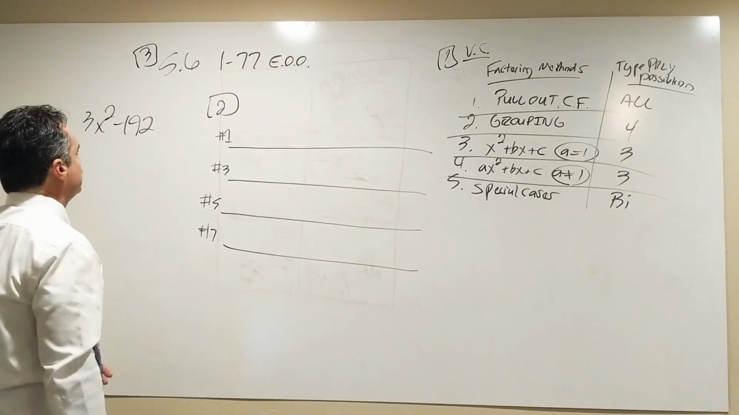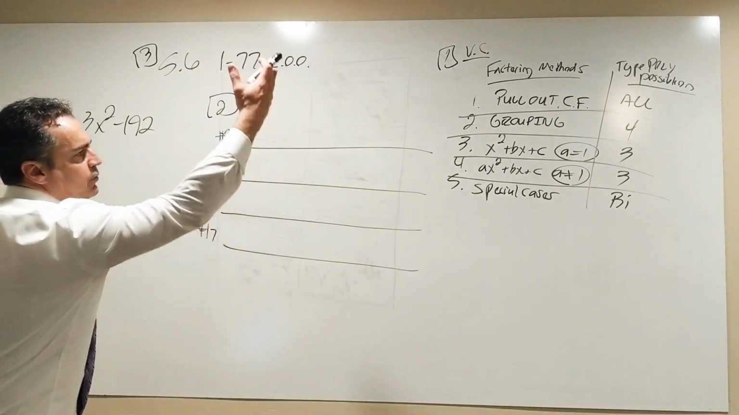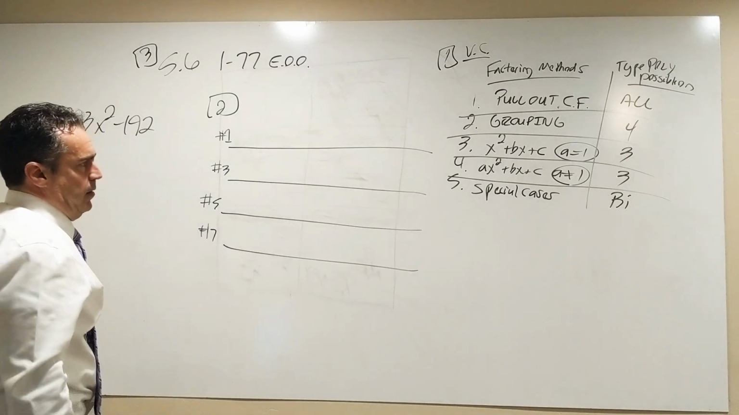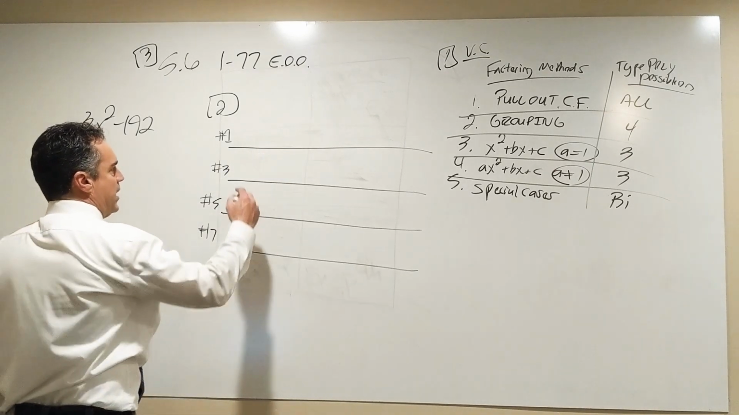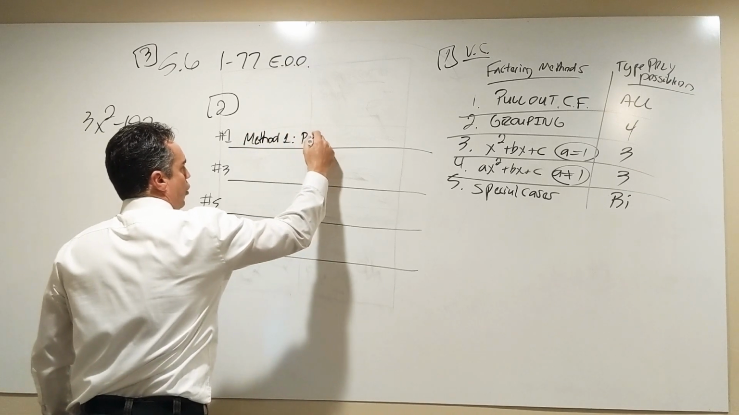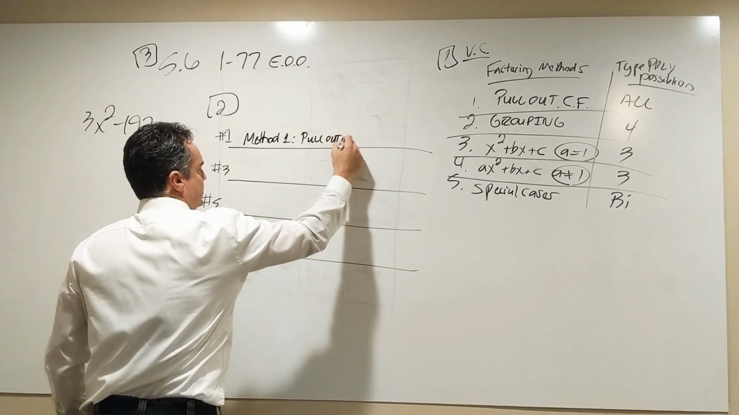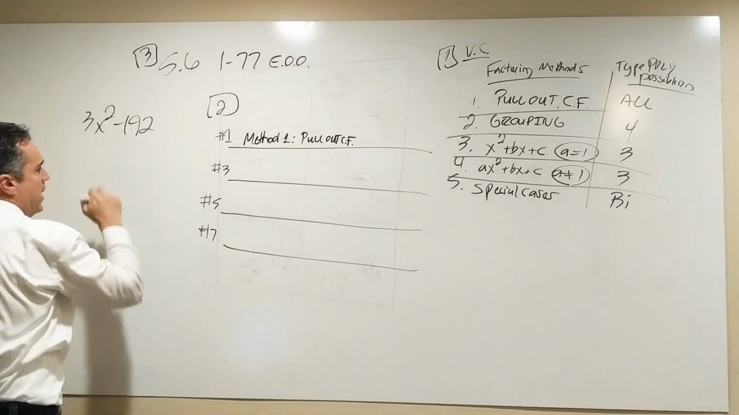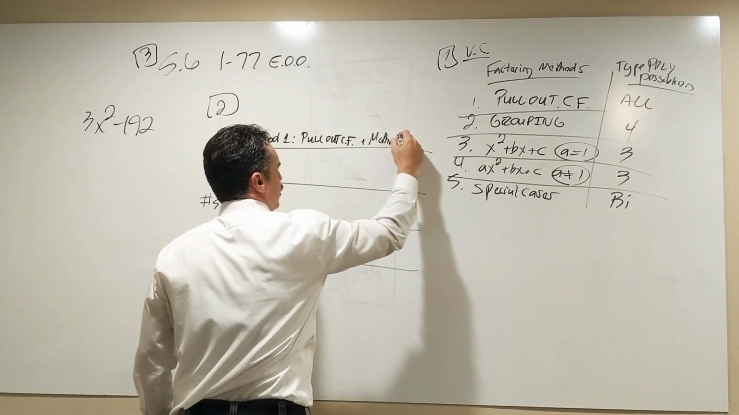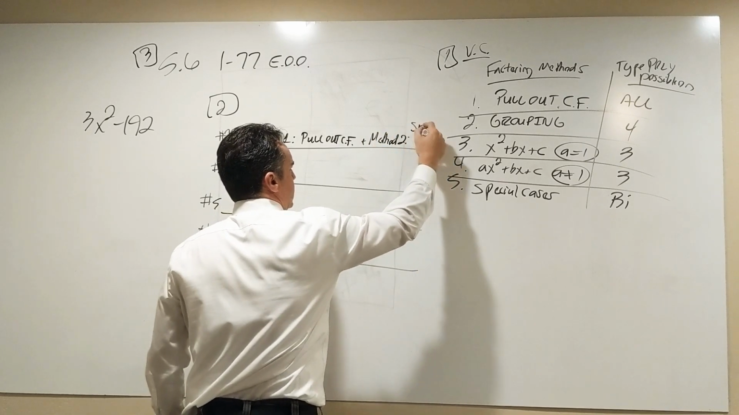What you're doing is seeing what methods of factoring are possibilities. Well, we know every polynomial has the potential to have a common factor, so we're going to write method 1, pull out the CF. This is also a binomial, and so we're going to say method 2, special case.